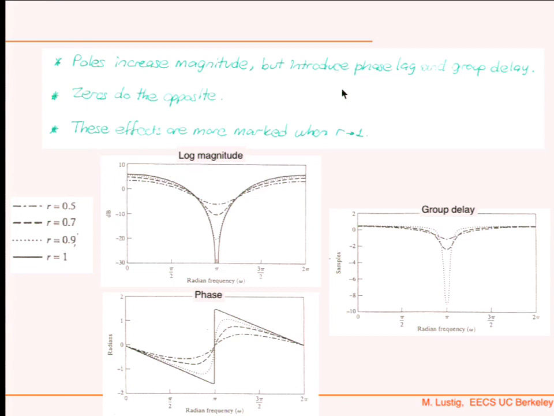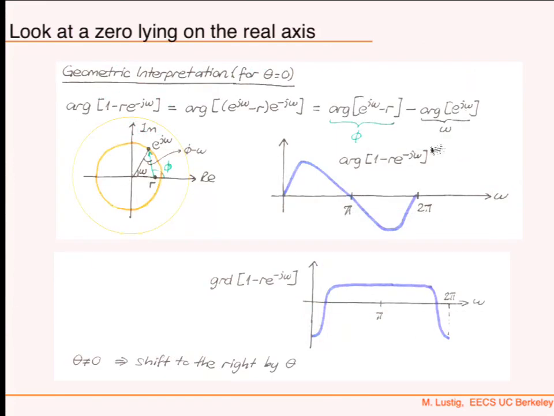When you put a pole next to the unit circle, it will give you a gain at that particular frequency, but also introduce this large group delay. And the group delay is going to increase the closer the poles get to the unit circle. The reason is that this inflection point is going to be sharper and sharper, and sharper means that the derivative is going to be larger. Okay? That's what it means.